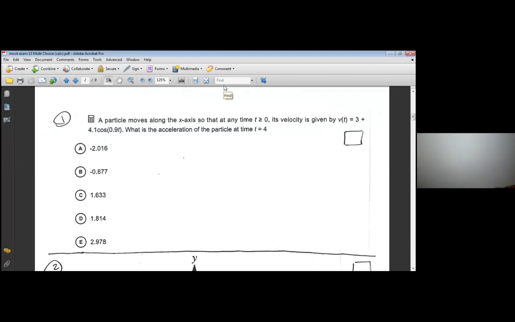If we have velocity, this is easy enough, right? And we want acceleration, we should just be taking the derivative of velocity and plugging in 4. And you can do that on your calculator.